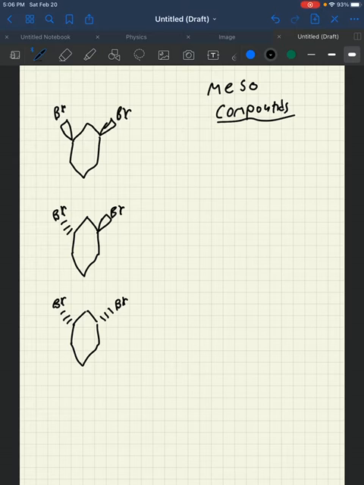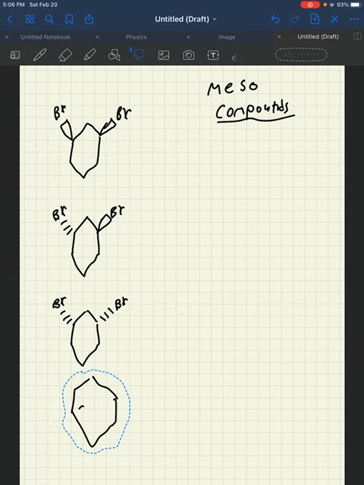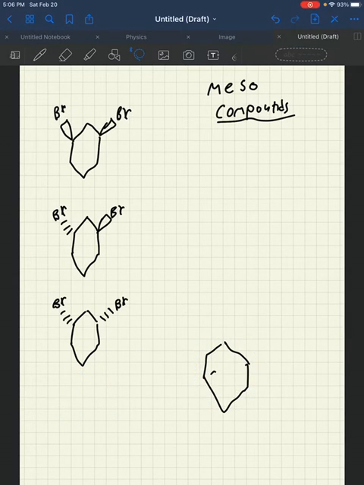So, as I'm drawing these out, can you guys notice anything weird? Oh my gosh, that's a very badly drawn cyclohexane. But we're going to throw it over. That's a cyclohexane, I promise you.